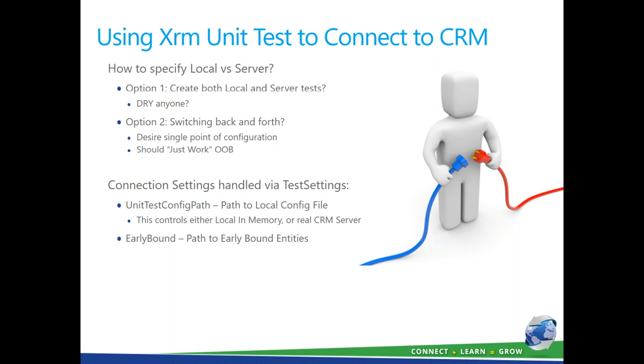So in order to handle this, there are two things that the XrmUnitTest framework does. It has a unit test config path to be able to say, hey, here's a config path to determine whether to connect to CRM or whether to run in memory.